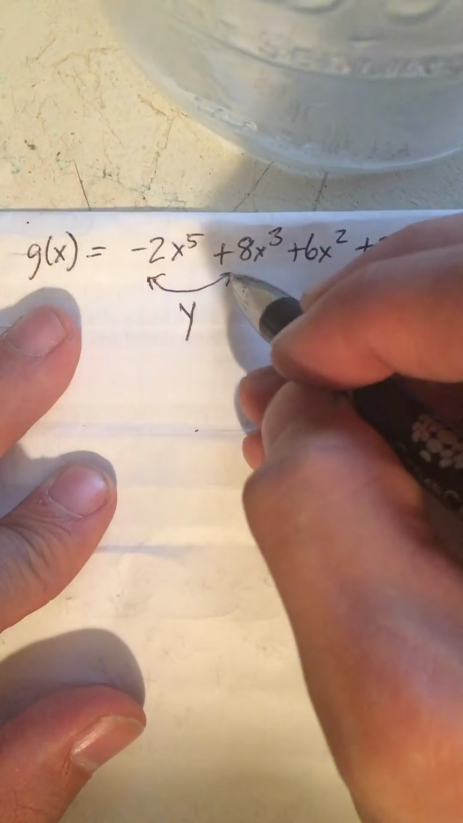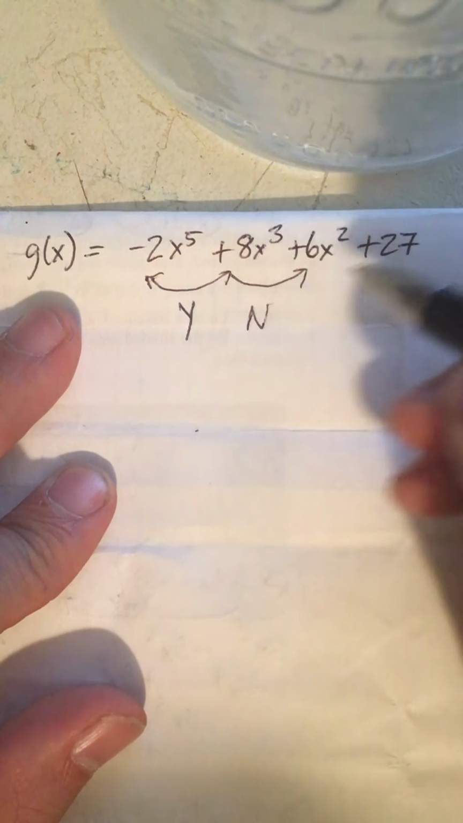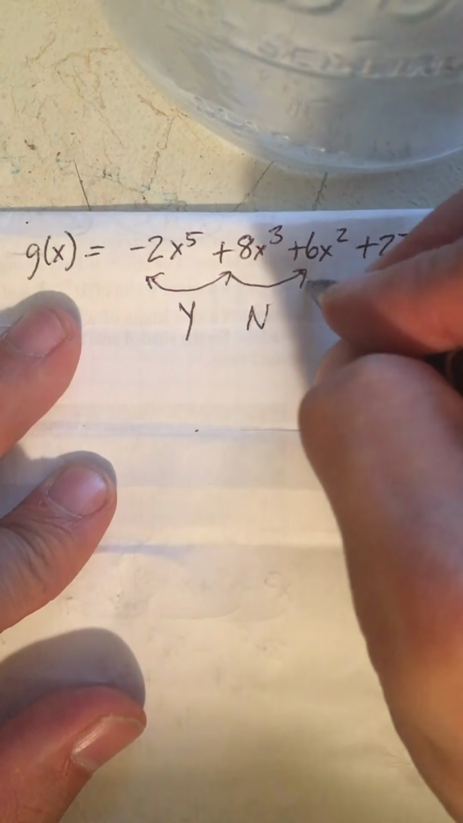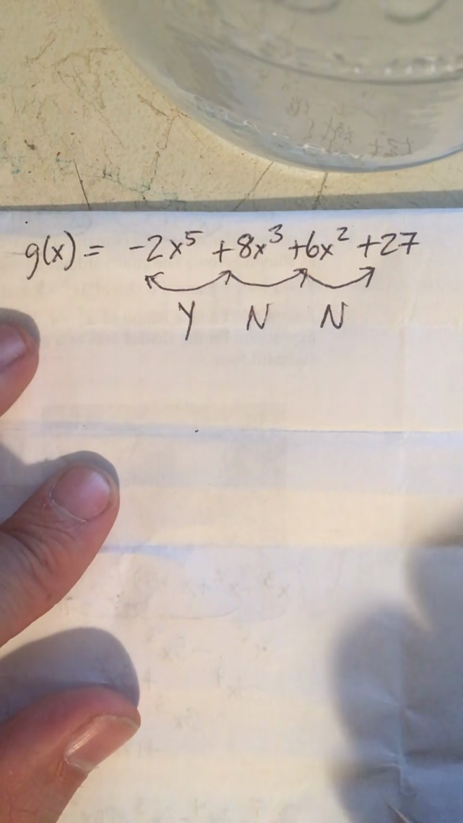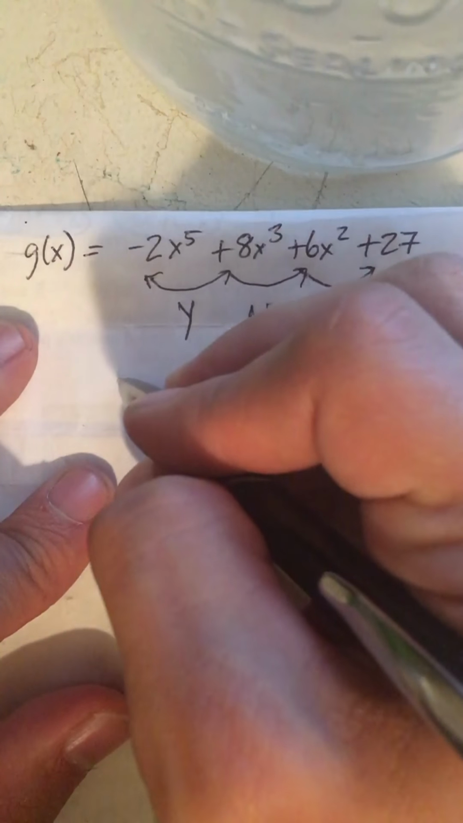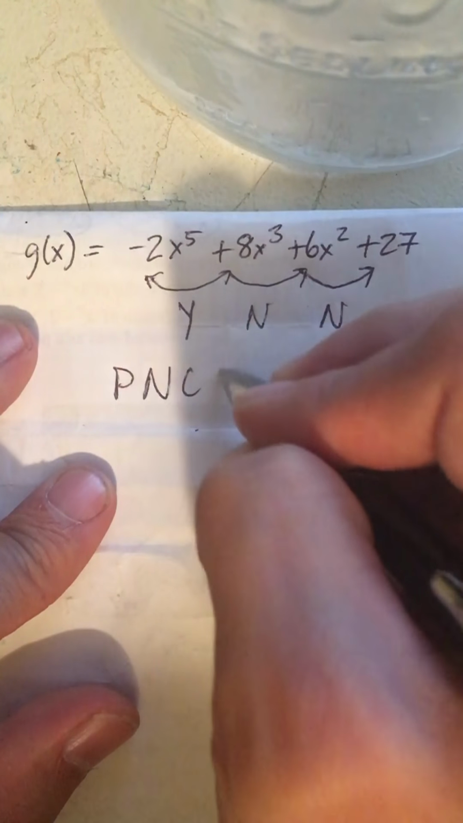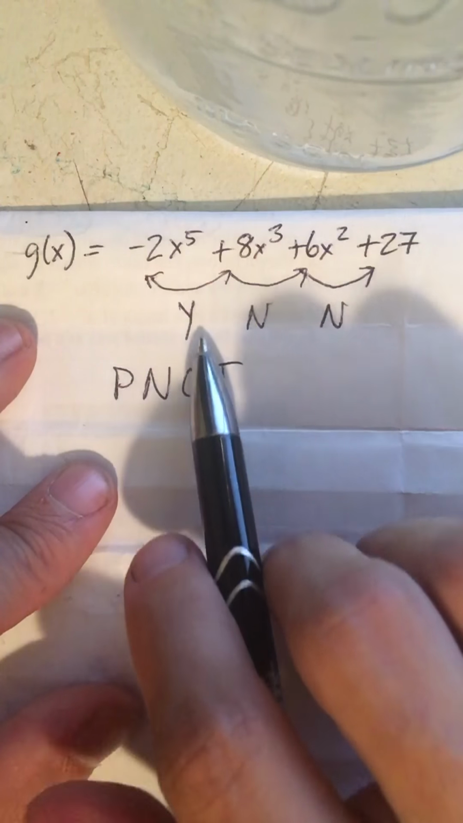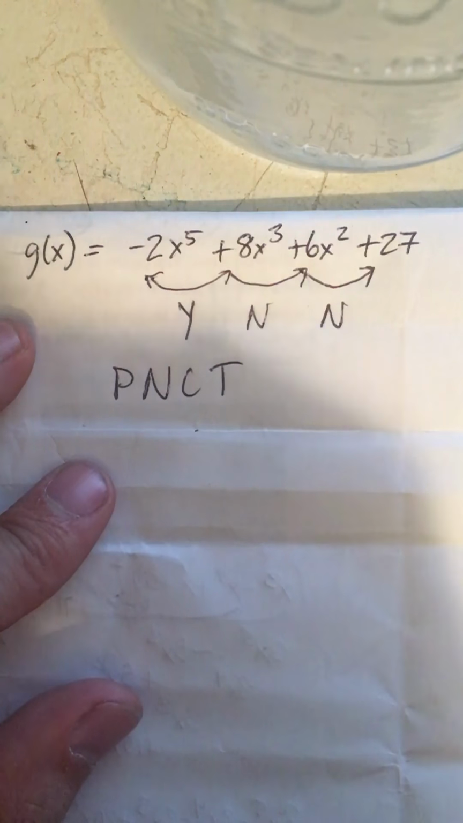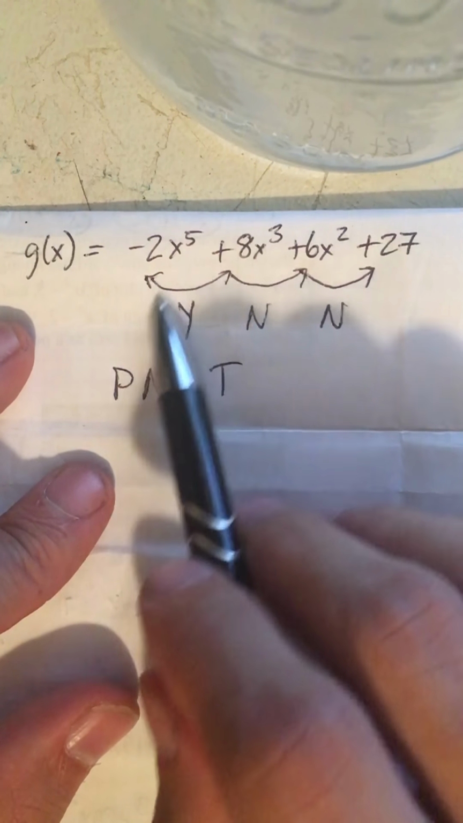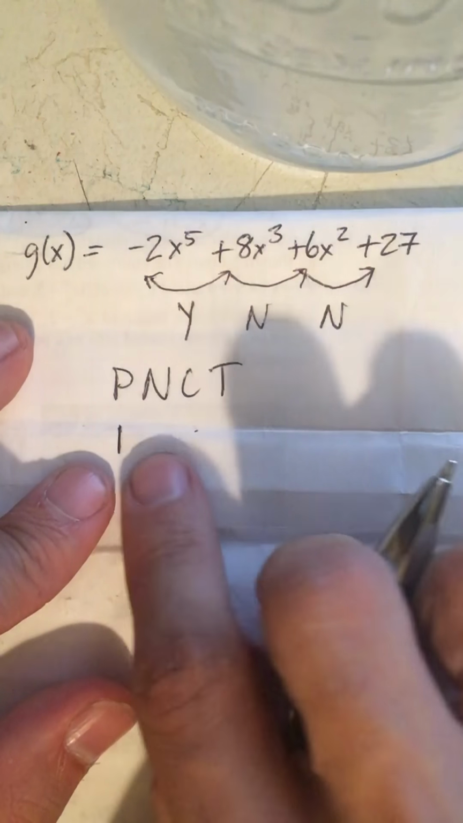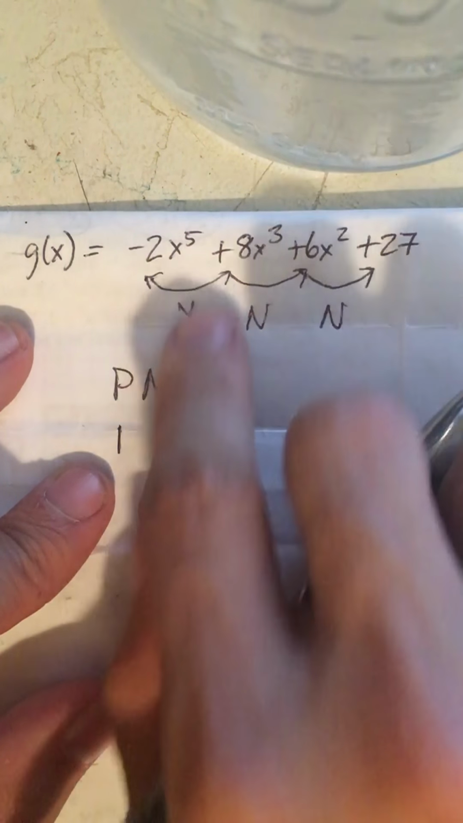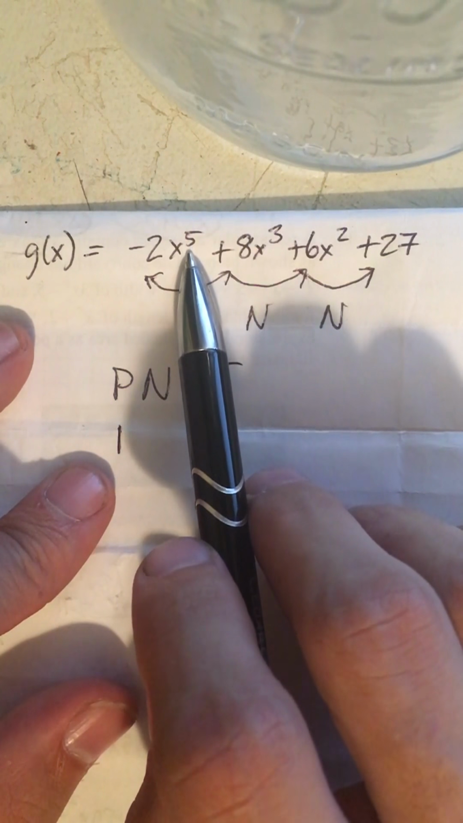Okay, I went from a positive to a positive, you put a no, and I went from a positive to a positive and you put a no. So we do this because we're eventually going to create a PNCT chart. What you just found out by this is that there's one positive real root because there's one yes. So we put a 1 here. Now we don't know about the negatives yet, we're going to find out in a second, but we do know that the total number of roots is 5.